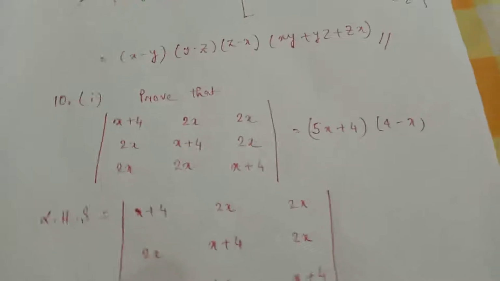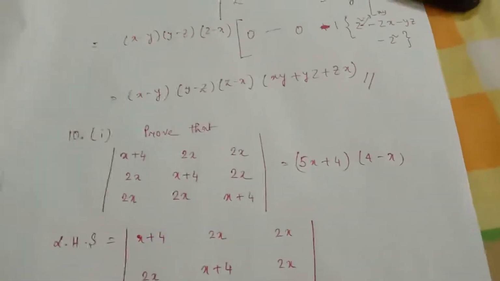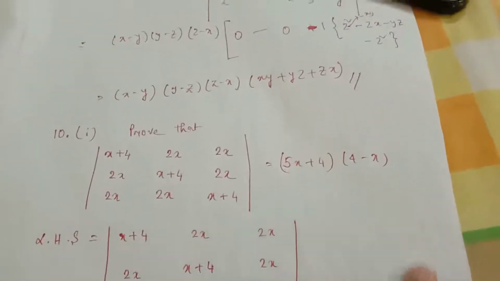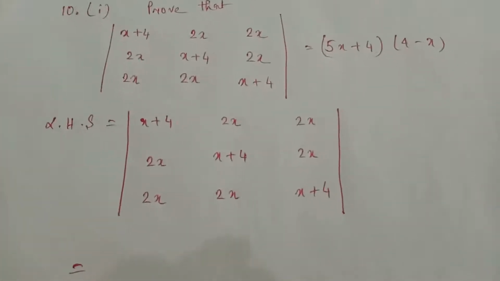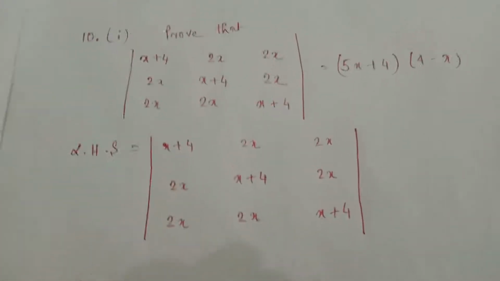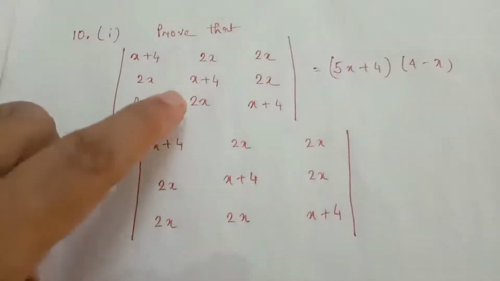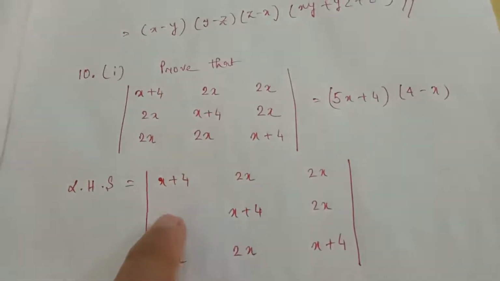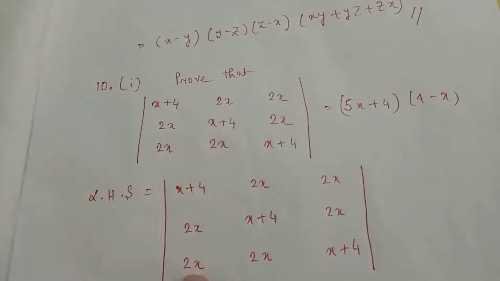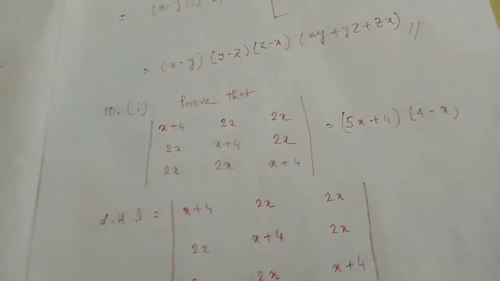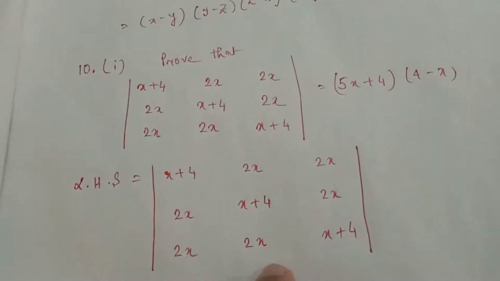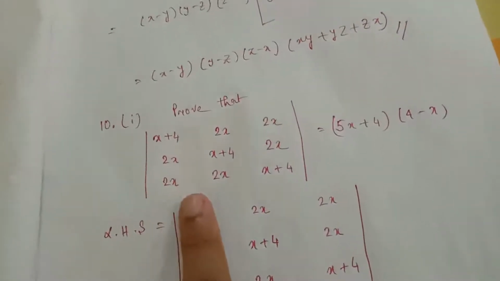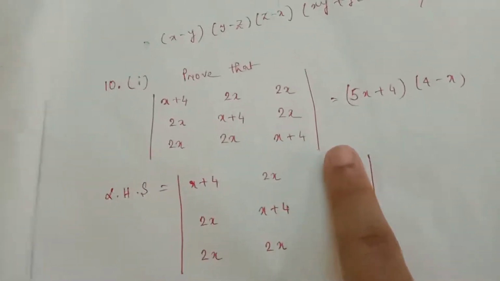Our next question. In the next question we have to prove the value of this determinant is equal to 5x plus 4 into 4 minus x whole square. Let us again start with the left hand side. Now have you noticed something in this question? You can see the elements in C1, these three elements, are x plus 4, 2x, 2x. Similarly, the elements in the second column are also the same: x plus 4, 2x, 2x. And here also these three elements are x plus 4, 2x, 2x. So these three elements are also present in C2 and also present in C3.